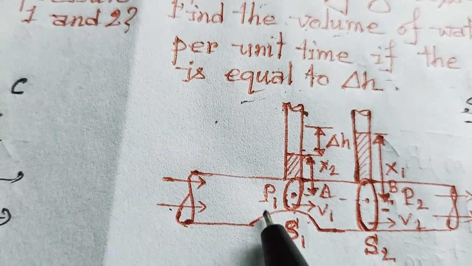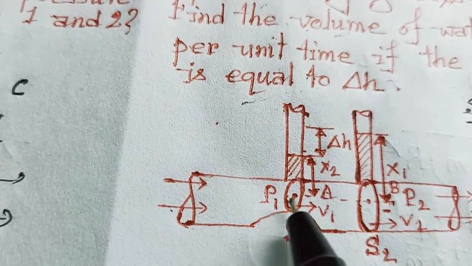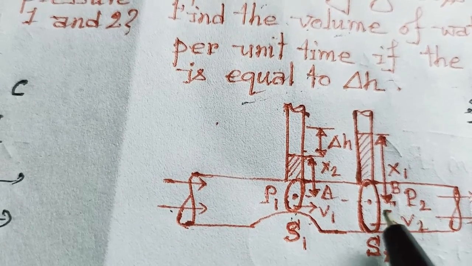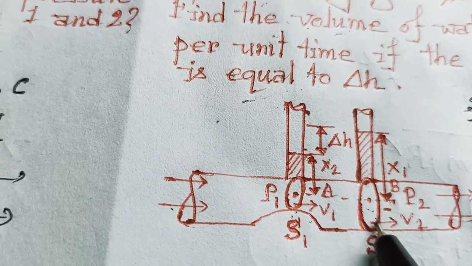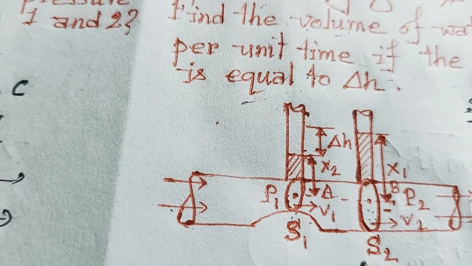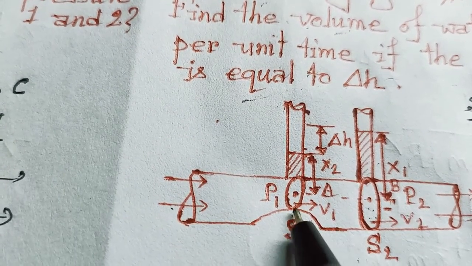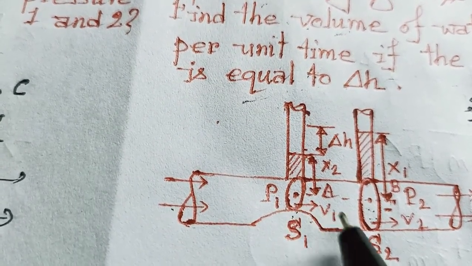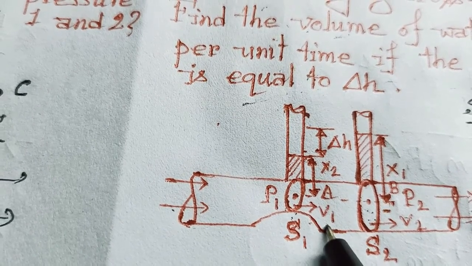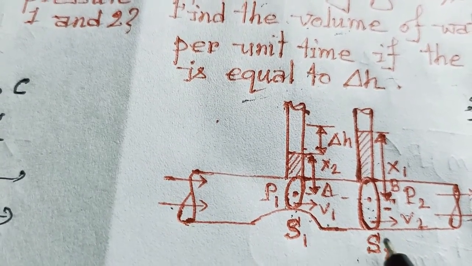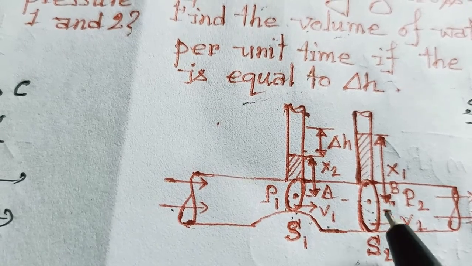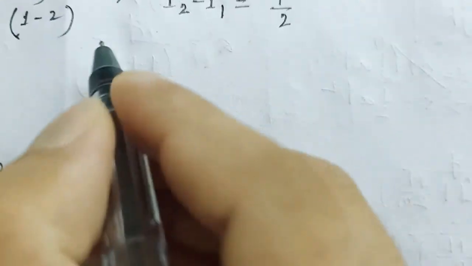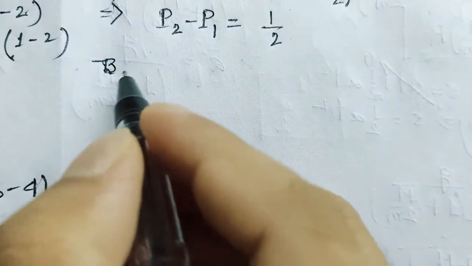Now let P1 be the pressure at the inlet section S1 and P2 the pressure at the outlet section S2, and the corresponding velocity at cross section S1 is V1 and the velocity at cross section S2 is V2. For solving this question, we will first consider the Bernoulli equation at sections 1 and 2.